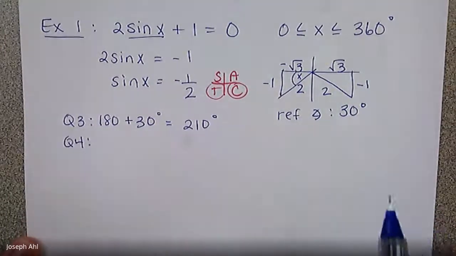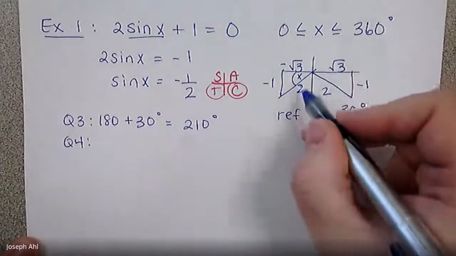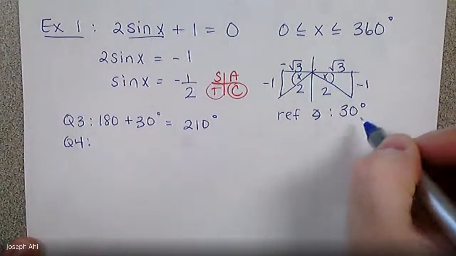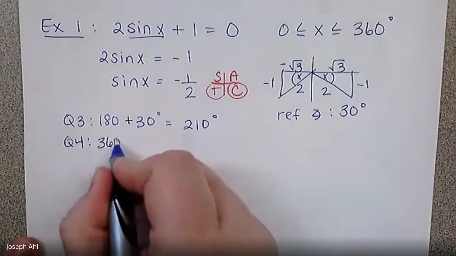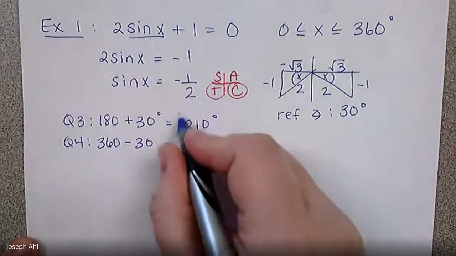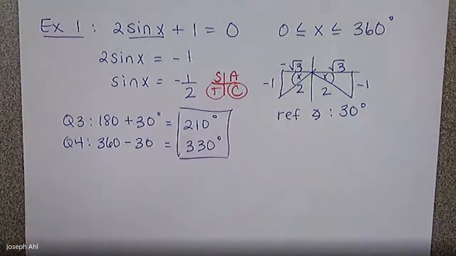What do I do if I'm in quadrant 4? Well, quadrant 4 is that almost full circle, except I'm subtracting out the reference of 30. So full circle is 360 minus 30, which is 330 degrees. These are the 2 answers. The 2 solutions are 210 and 330.